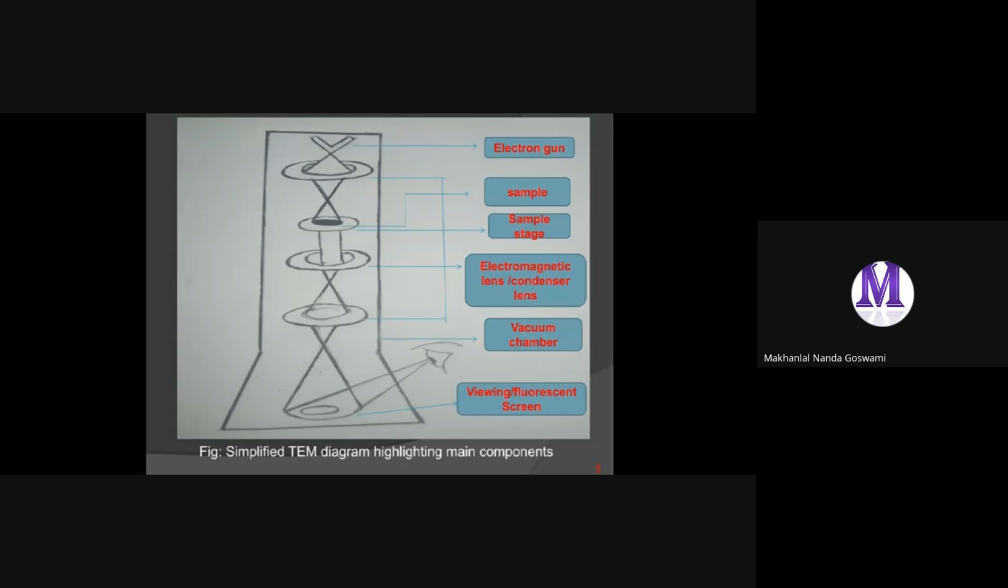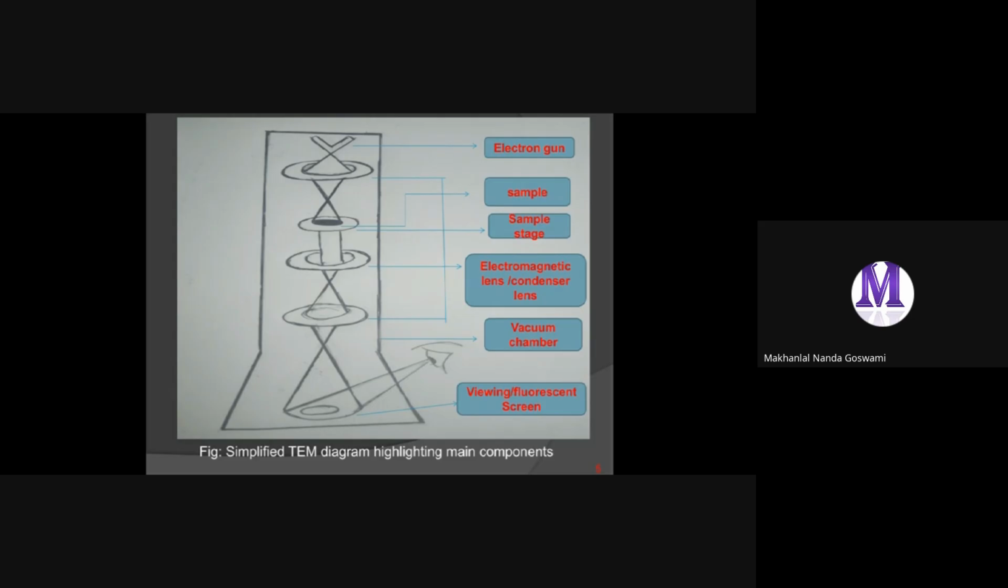Now let's see the main components of the TEM. In the picture, we can see that first we have the electron gun. It consists of a V-shaped tungsten filament which provides a stable beam of electrons using thermionic emission, which means that when you apply electric current to the tungsten filament, it gets heated up and radiates electrons by the process called thermionic emission.